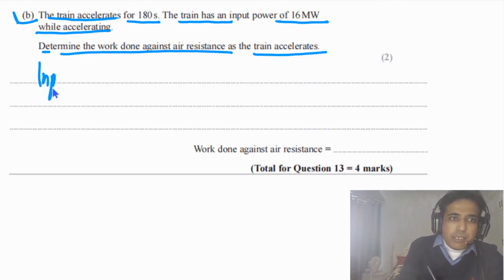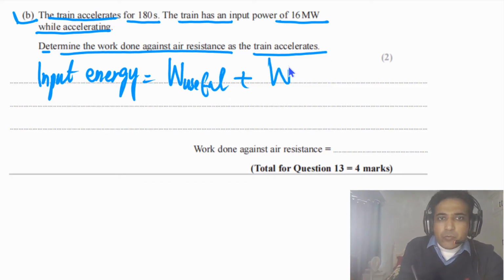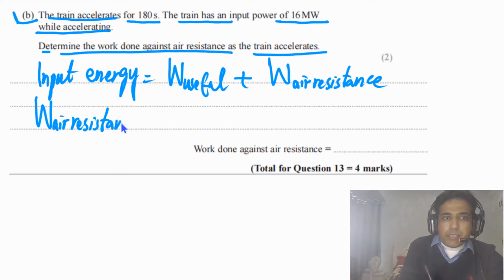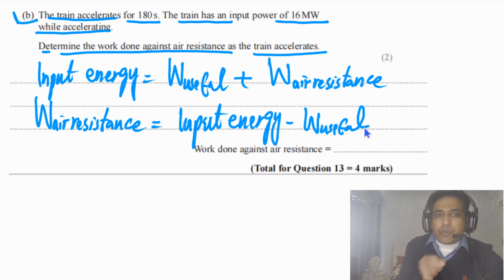In this case, input energy has to be equal to useful work done plus work done against a resistance. For this question, we need to calculate work done against a resistance. So simply this one has to be equal to input energy minus useful work done.